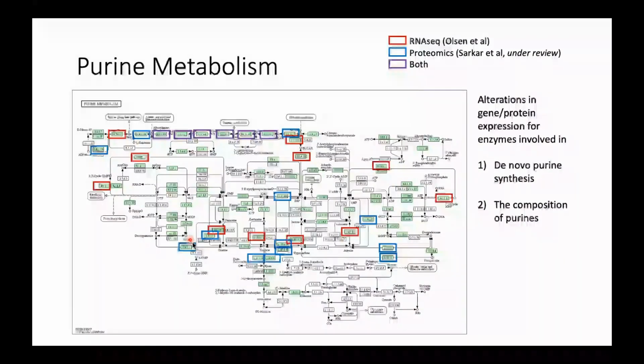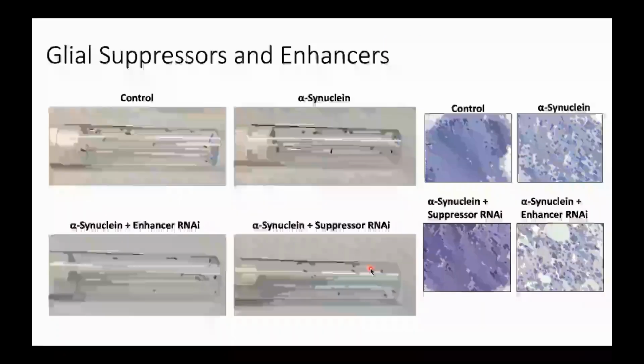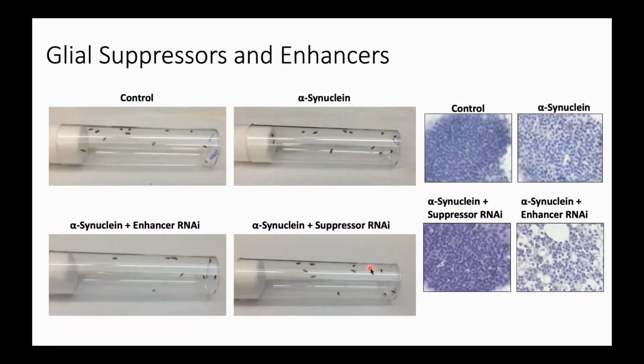And then second, down here, there are several enzymes that alter the composition of purines. So they're involved in switching from one purine to another. And these are the ones that I'm really going to be focusing on. So just to give you a sense of what the results of the screen look like, I've identified quite a few purine genes. And so rather than focus on any one, I want to give you a broad idea of what they look like. So returning to these videos here, again, we have control flies, and you can see them nicely moving around. These are flies with neuronal alpha-synuclein, and they move less.